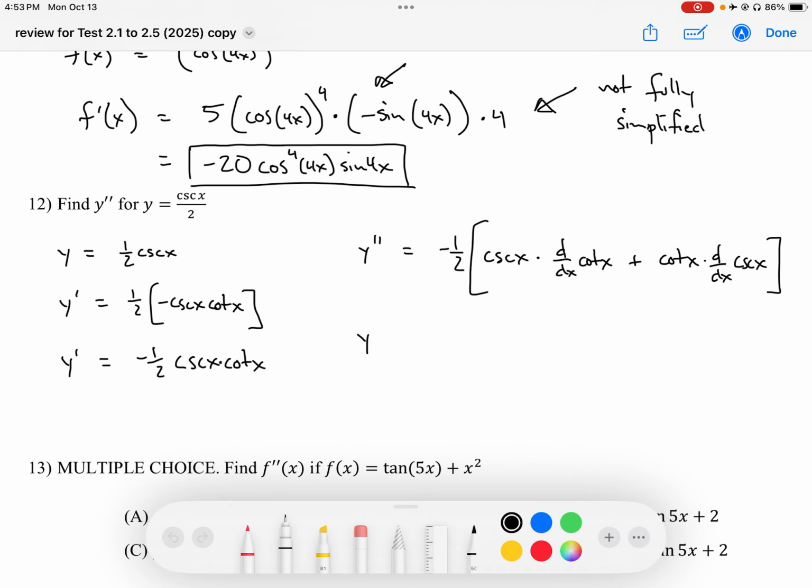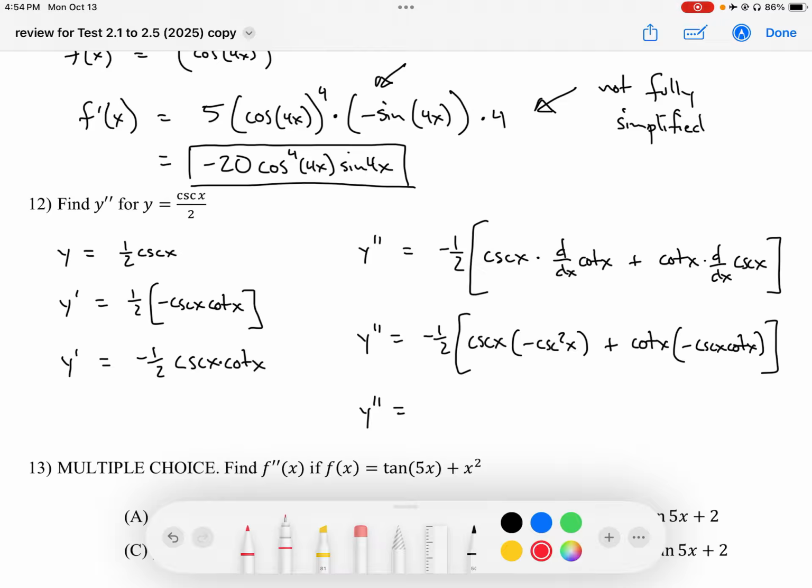Okay. So y double prime equals negative 1/2 times cosecant x. The derivative of cotangent x is negative cosecant x cotangent x. No, it's not. That's wrong. Okay, the derivative of cotangent is negative cosecant squared x. Okay, and then plus cotangent x times the derivative of cosecant, which is negative cosecant x cotangent x. Okay, so y double prime is equal to.